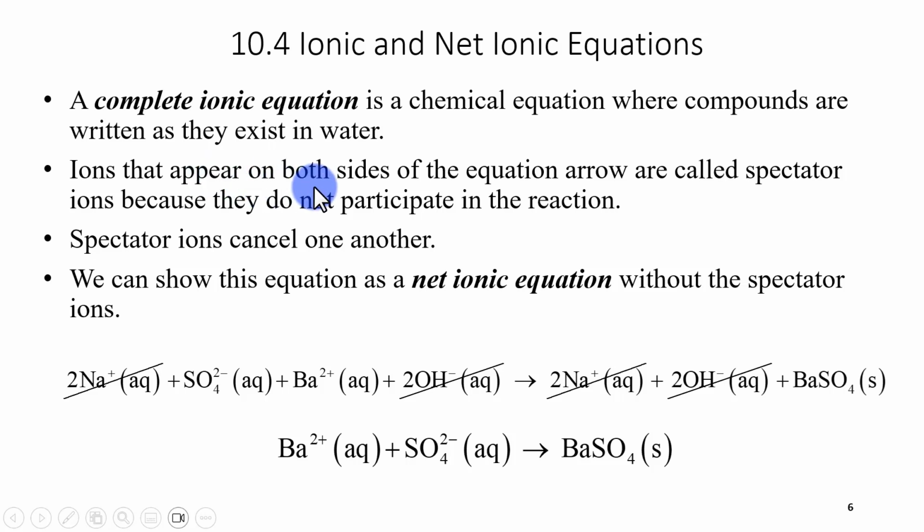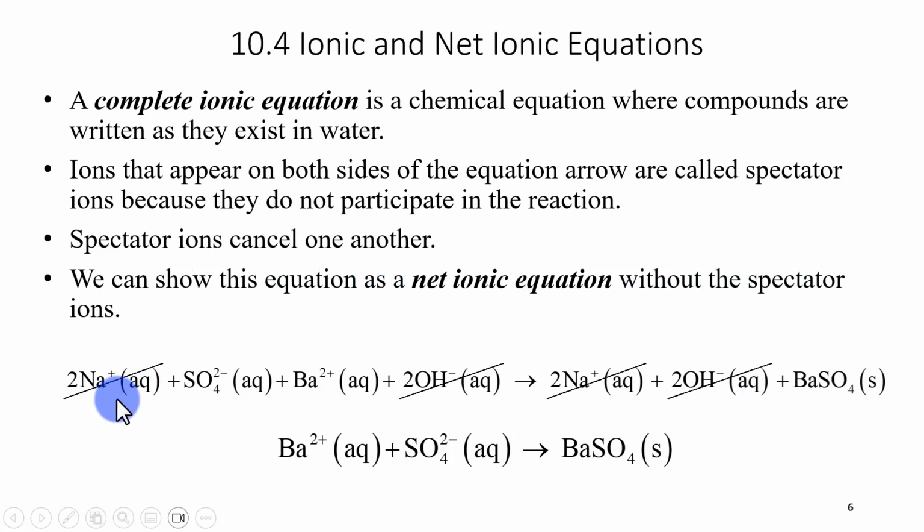However, ions that appear on both sides of the arrow are called spectator ions, so they will appear exactly the same on both sides. If they're exactly the same on both sides, they're called spectator ions. They don't participate in a reaction, and they cancel one another because they appear on the right-hand side and the left-hand side, in just the same form and the same number, so they can cancel each other out. Then what is left over once we cancel those spectator ions out becomes your net ionic equation. So it does not have spectator ions.